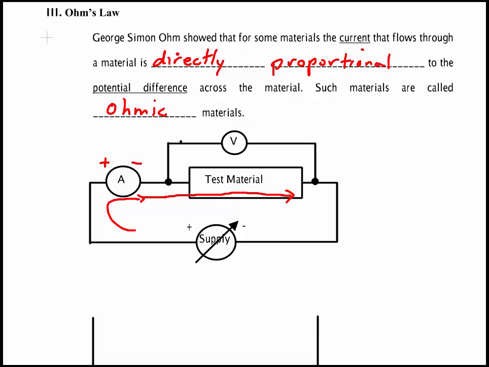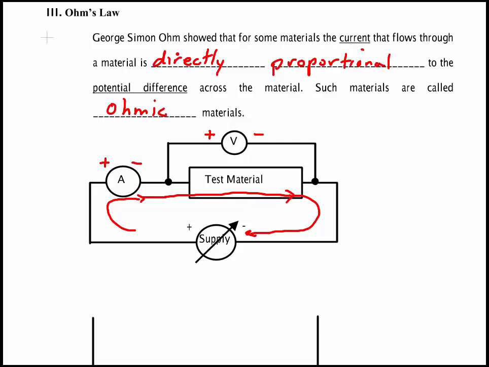And if I'm assuming, as I said, that no current goes this way, then the meter that I'm reading on the ammeter for the current is the current going through the test material. And then it comes back down and goes into the supply. And I measure the voltage across that test material.